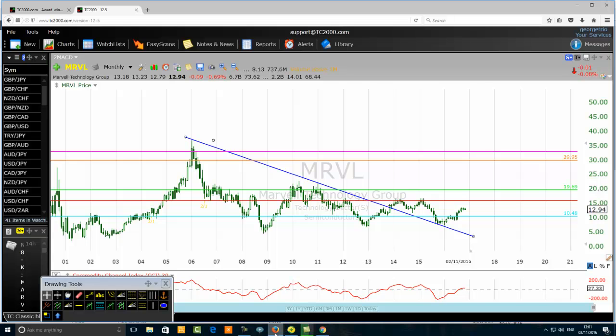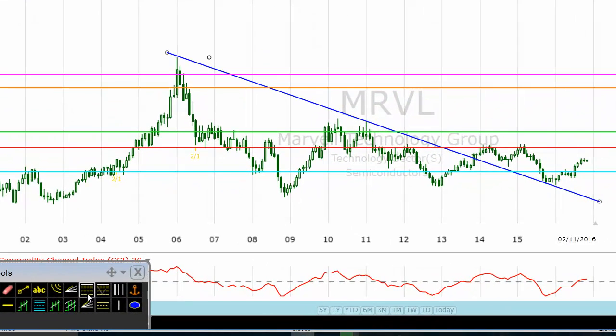So looking at the Marvell stock, we want to see what has happened before. Very important: anytime you want to analyze stock, talking about online stock trading, you want to see what has happened in the past. That will give you a bit of idea what is likely to happen in the future. We can use the past to forecast the future.